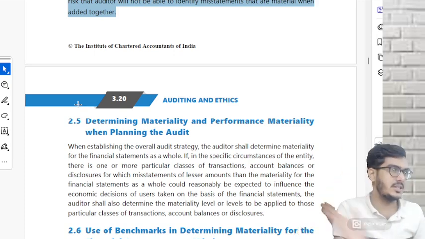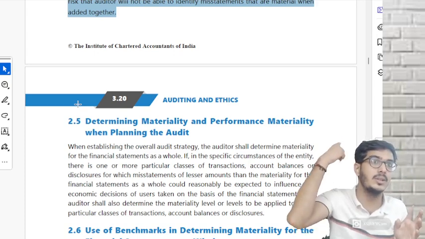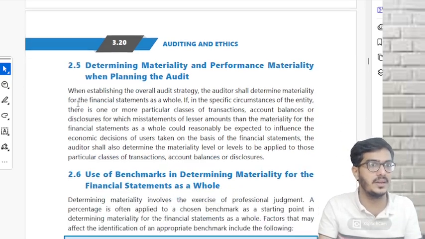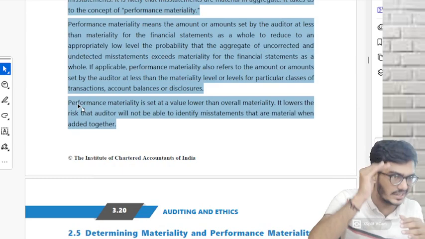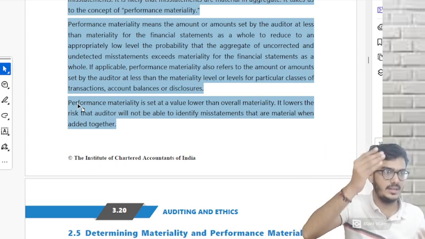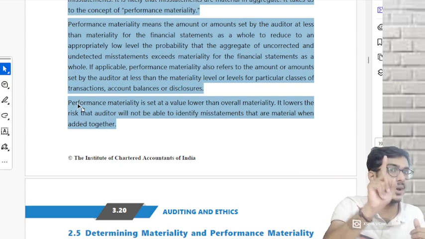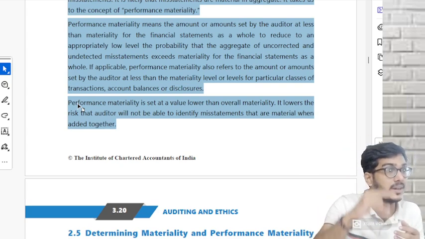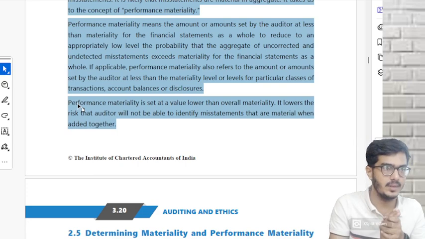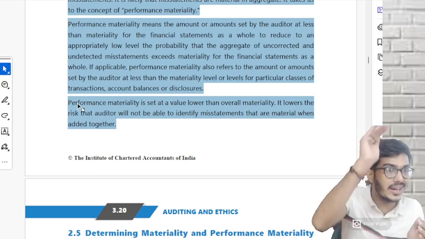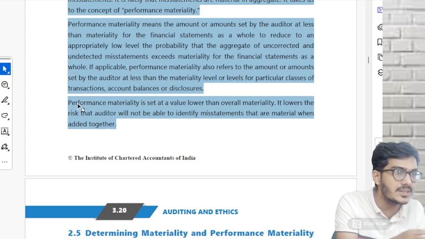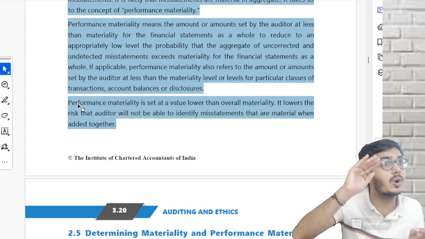If in the entire financial statements, whatever misstatements you have got are crossing more than 1 lakh, it is considered to be a material misstatement. But now we are going to talk about something called performance materiality. That means we are going to set one more materiality level, which is below the materiality for the financial statements as a whole. For example, you set the materiality level for the financial statements as a whole as 1 lakh. Now you're going to set one more materiality level below it, for example, 50,000. Why did you set this 50,000? What is the reason behind it? Because you wanted to reduce the probability that the aggregate of those small misstatements must not cross 1 lakh.